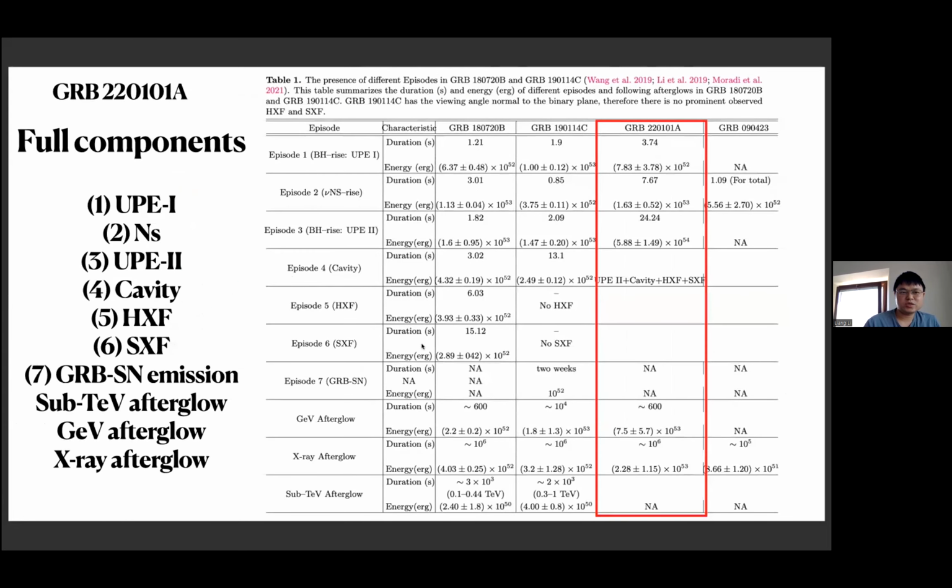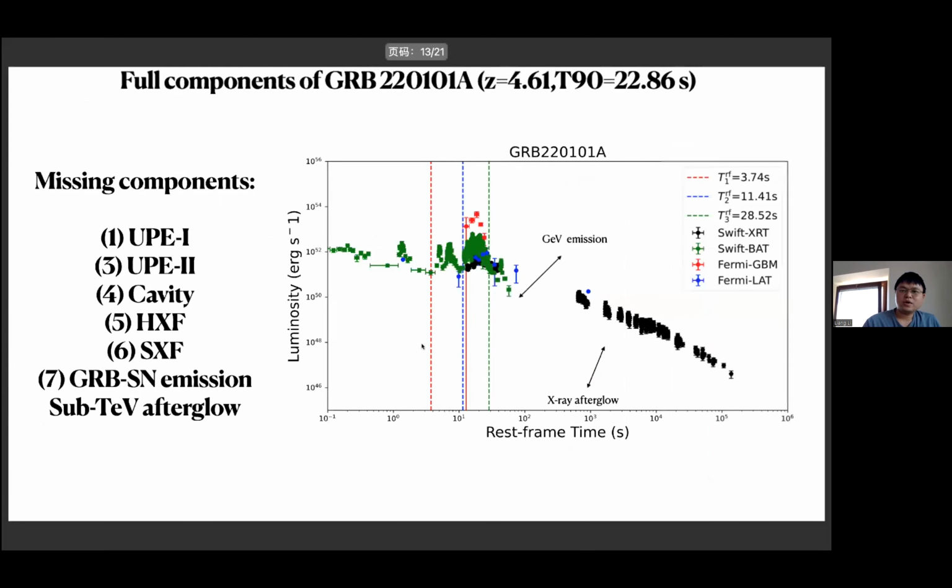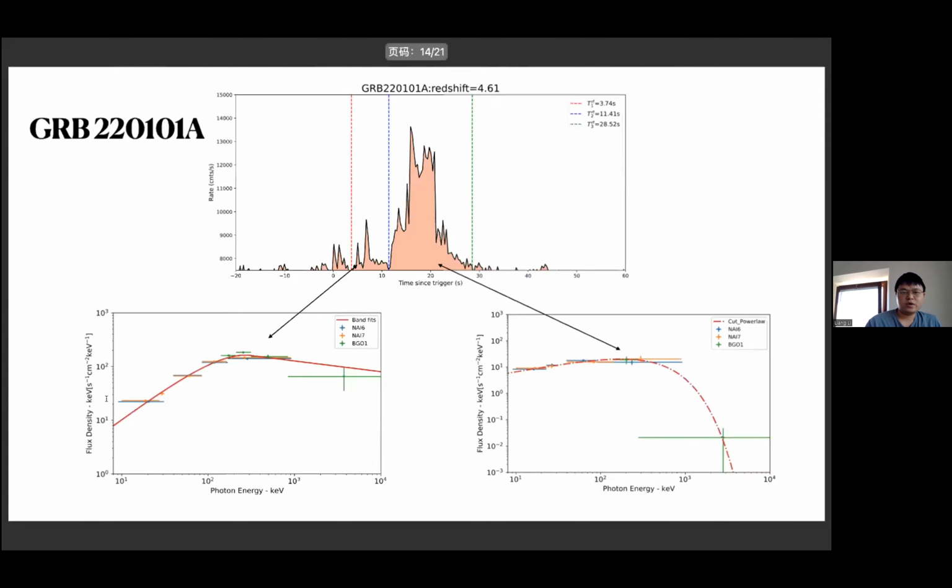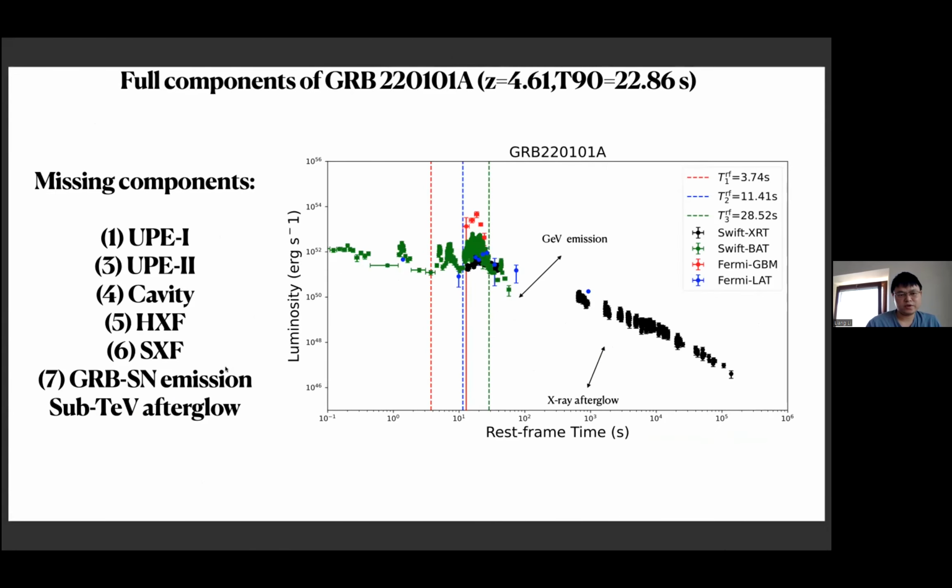So it is interesting. This is the first burst detected by Fermi this year. We're missing a lot of components. This burst has a very high redshift, equal to 4.6, and the duration in the rest frame is 22 seconds. We're missing the UPE1 and the UPE2 phase and the cavity, hard and soft X-ray flares. Also, we are missing the GeV emission. In the spectra for these two bursts, we didn't find a thermal component. So that's why we missed the UPE phase.